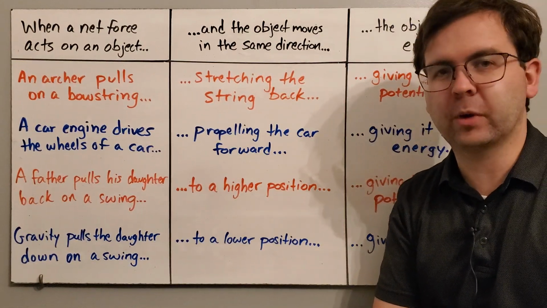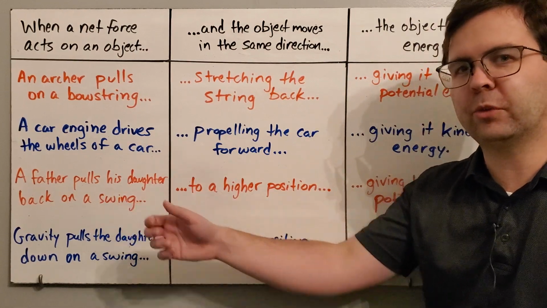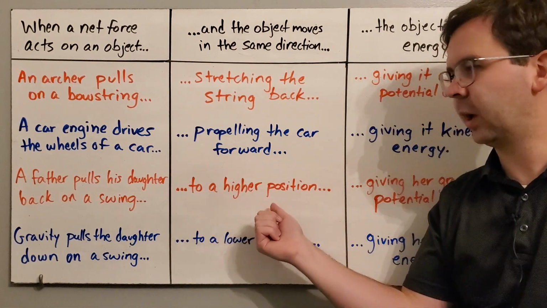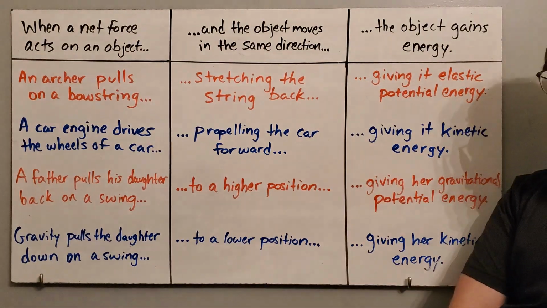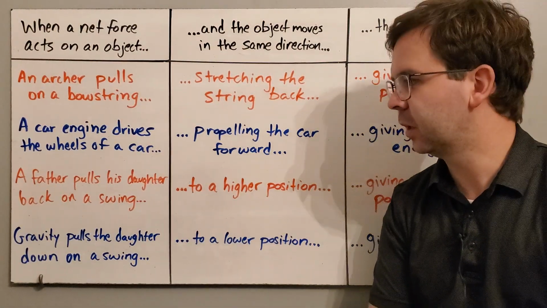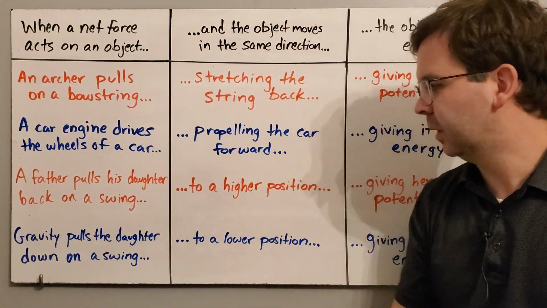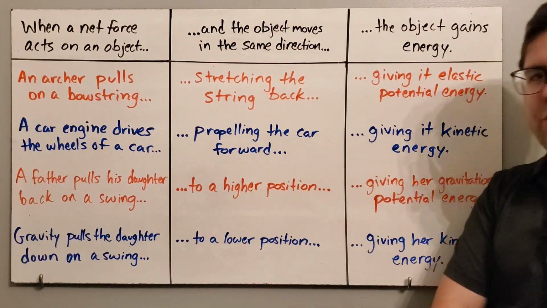The car moves and so it has kinetic energy. Another example, a father pulls his daughter back on a swing, ready to release her, pulls her back to a higher position, which gives the girl more gravitational potential energy. And then finally, gravity pulls the daughter down on the swing to a lower position, giving her kinetic energy.